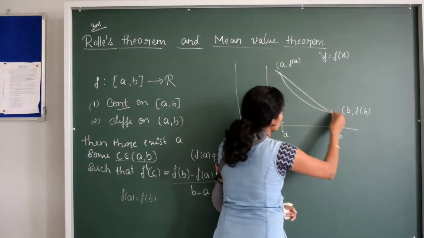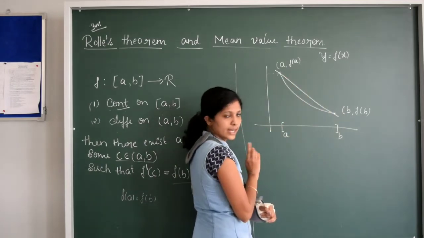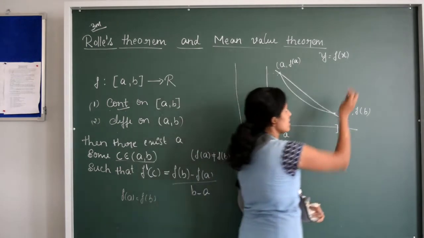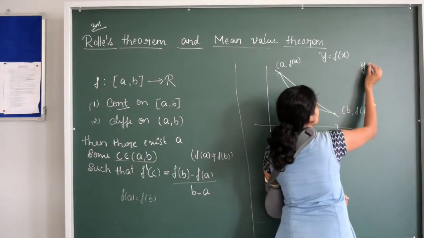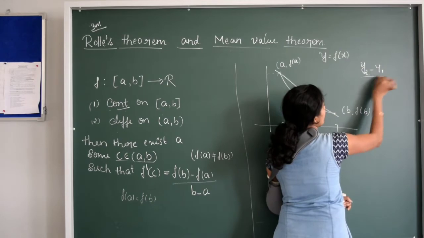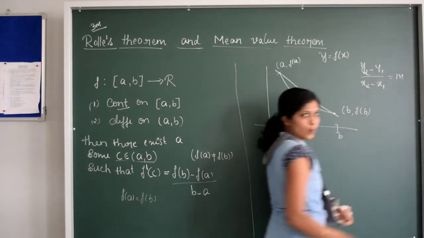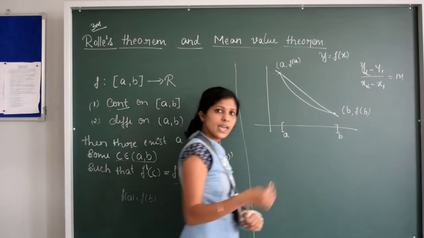Okay, now you can find the slope of this line, right? Two points are there: a comma f of a, and b comma f of b. What is the two-point form? y2 minus y1 divided by x2 minus x1, right? This is the slope, two-point form: y2 minus y1 divided by x2 minus x1.